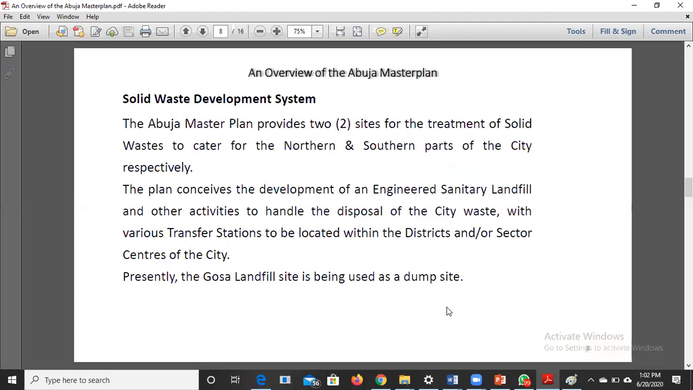One that is operational now is in Goza, on the way to the airport by your right. Then the road tees off to Goza site. It's quite active. The plan consists of the development of an engineered sanitary landfill and other activities to handle the disposal of the city waste, with various transfer stations located within the districts or the sector centers of the city. So basically you have transfer stations within the districts or the sector centers where solid waste will be collected. So Abuja, ab initio, as we say, has a good plan for the collection of solid waste.